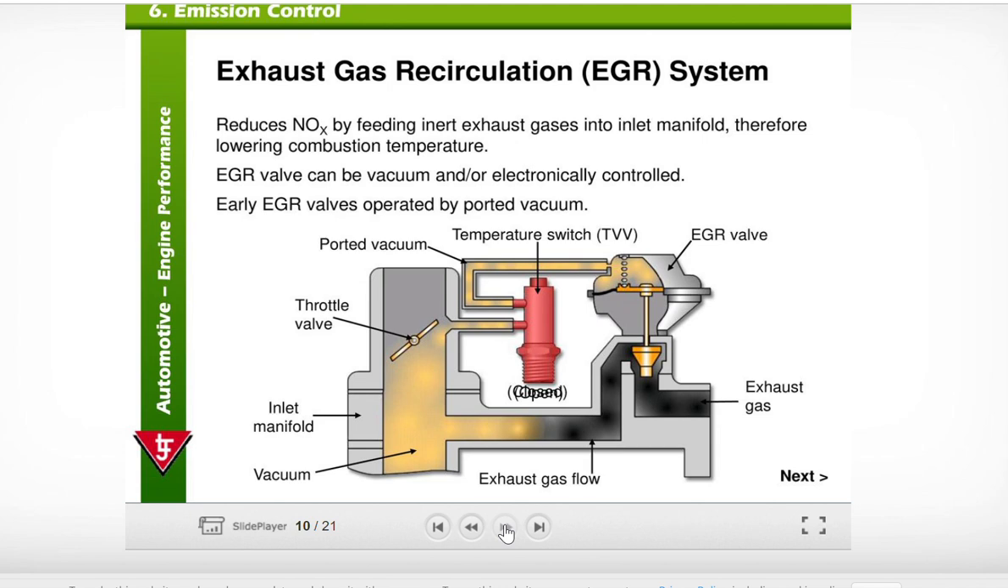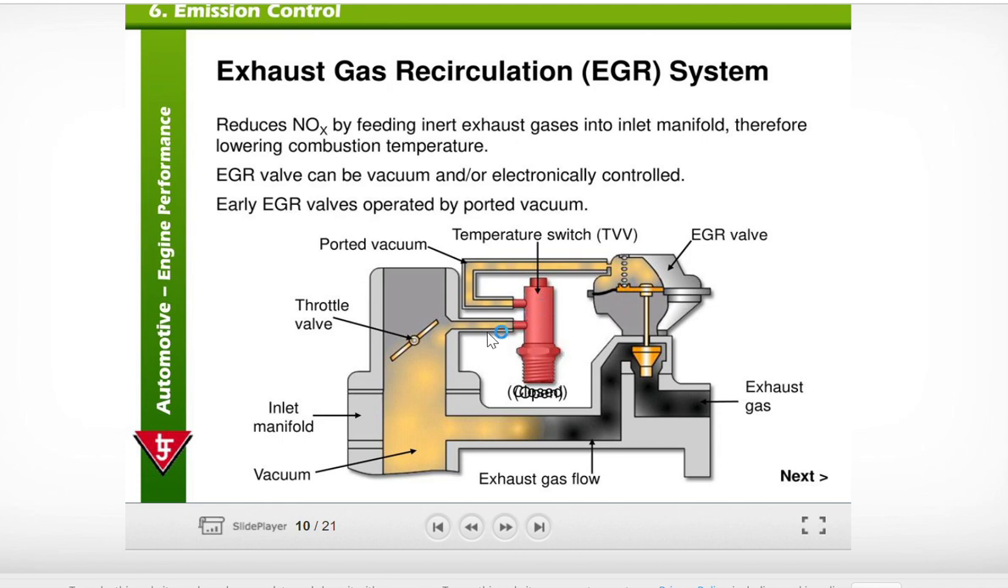This EGR valve can be actuated either through a vacuum or through an electronic actuator from the ECU. So what we have here is an EGR valve with a diaphragm that's actuated by a vacuum.